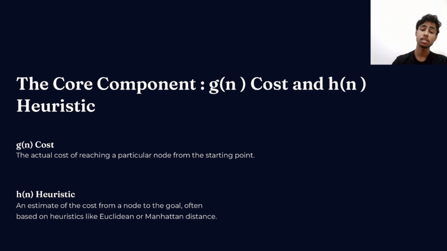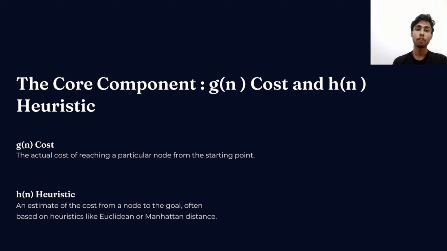So now the next slide talks about the main core components, which are G of n and H of n. When you hear G of n and H of n, it may seem very hectic to you, but G of n and H of n are very easy topics. G of n depicts the actual cost, and H of n is the heuristic, which depicts the estimated cost, and we also call it the cost which is just an imaginary value.